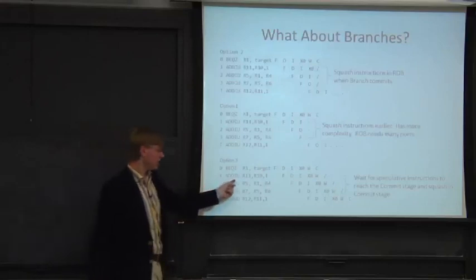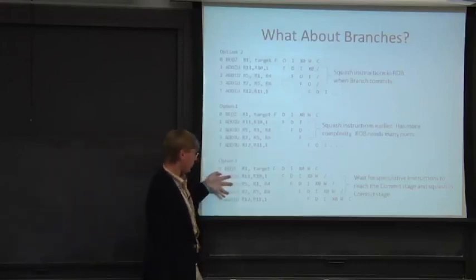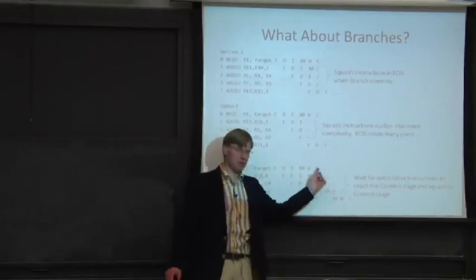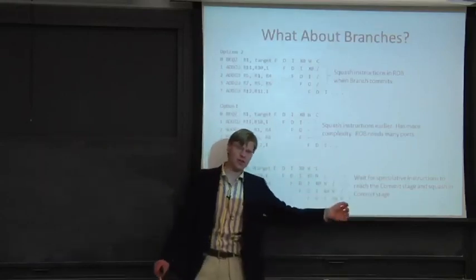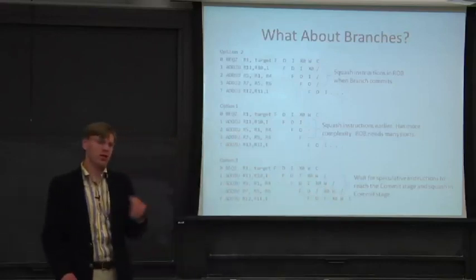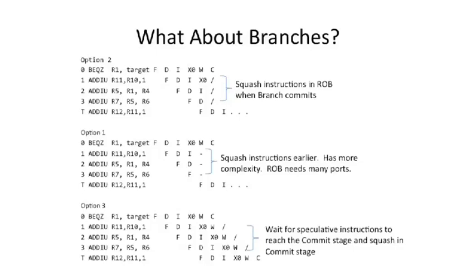And the way you can do that is you let the in-flight instructions that are dead continue going down the pipe until they get to the commit stage, and only then do you clean them out of the pipe. And you clean it out of the reorder buffer. So you are waiting for these speculative instructions to reach the commit stage and then squash them there. In this example, the performance of all three of these are the same.